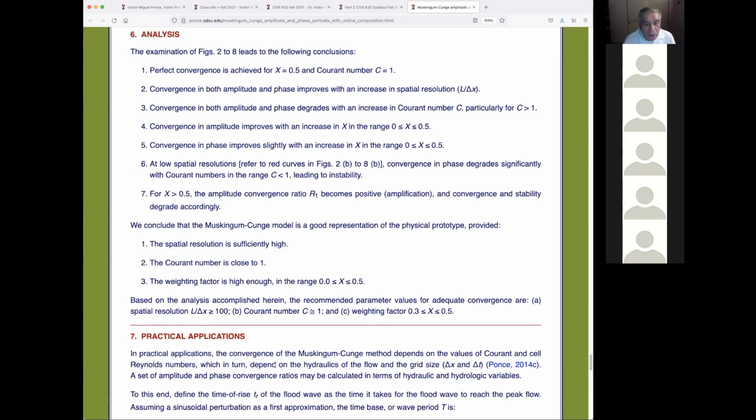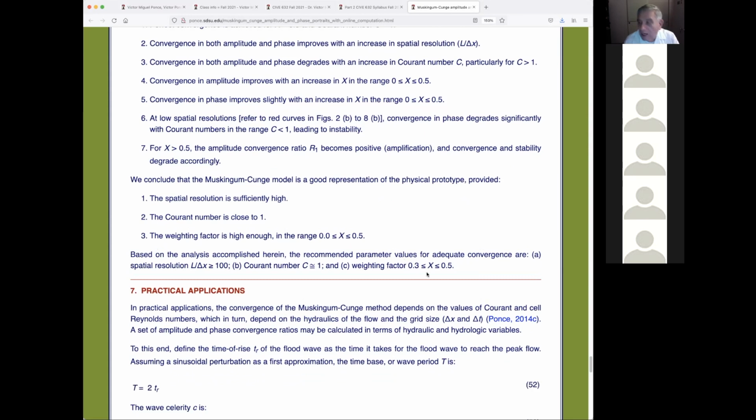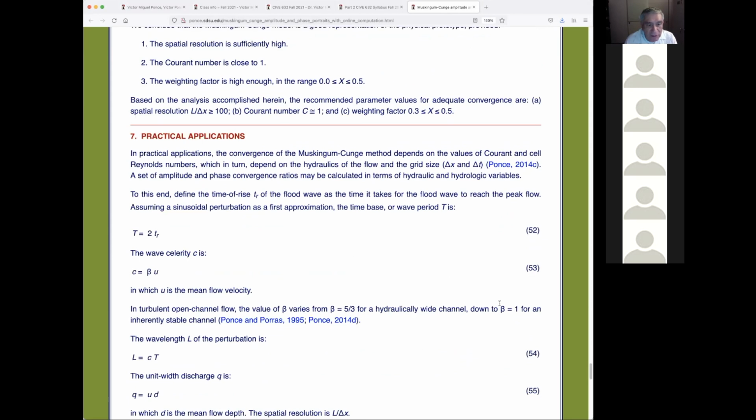Okay, we conclude that the Muskingum-Cunge model is a good representation of the physical prototype, provided the spatial resolution is sufficiently high, the Courant number is close to 1, and the weighting factor is high enough in the range of 0 to 0.5. So we would say between 0.3 and 0.5. We recommend that. Although setting that up would be a little bit hard, but it can be done. So practical applications. In practical applications, the convergence depends on the values of C and the cell Reynolds number, which in turn depend on the hydraulics of the flow and the grid size.